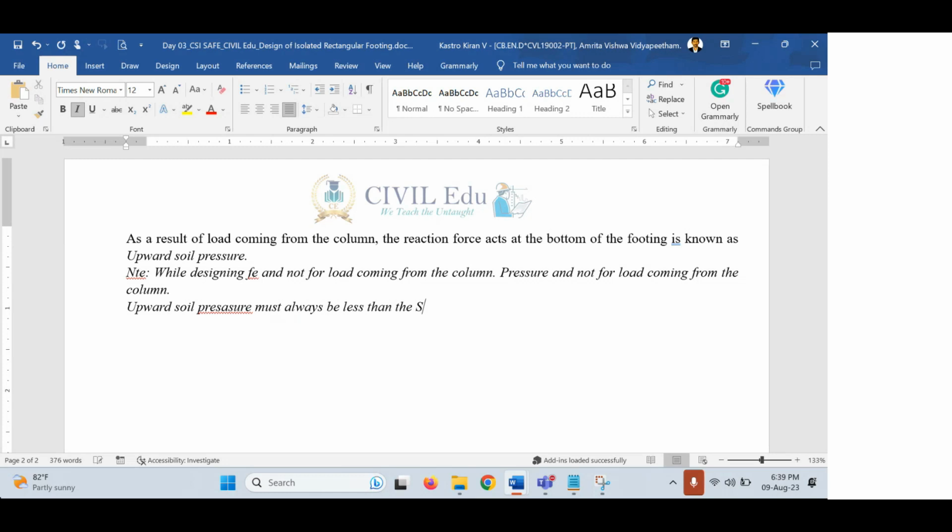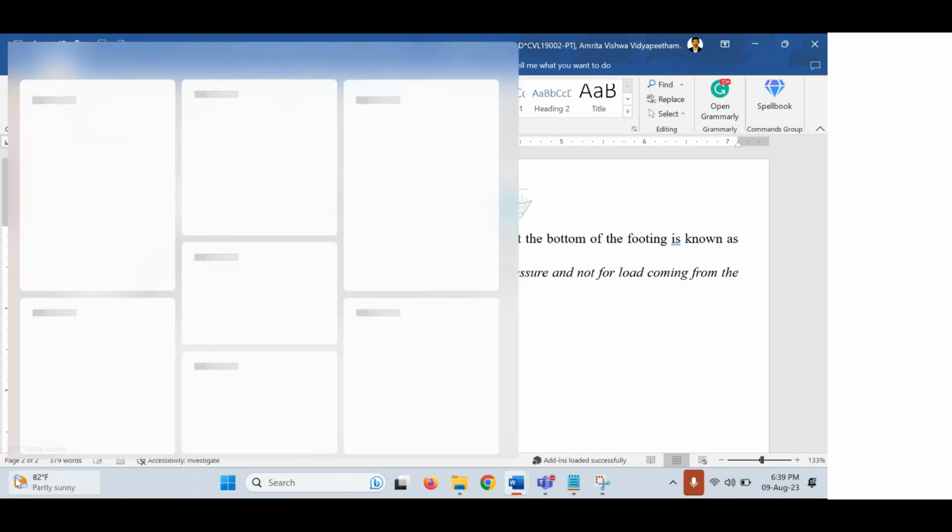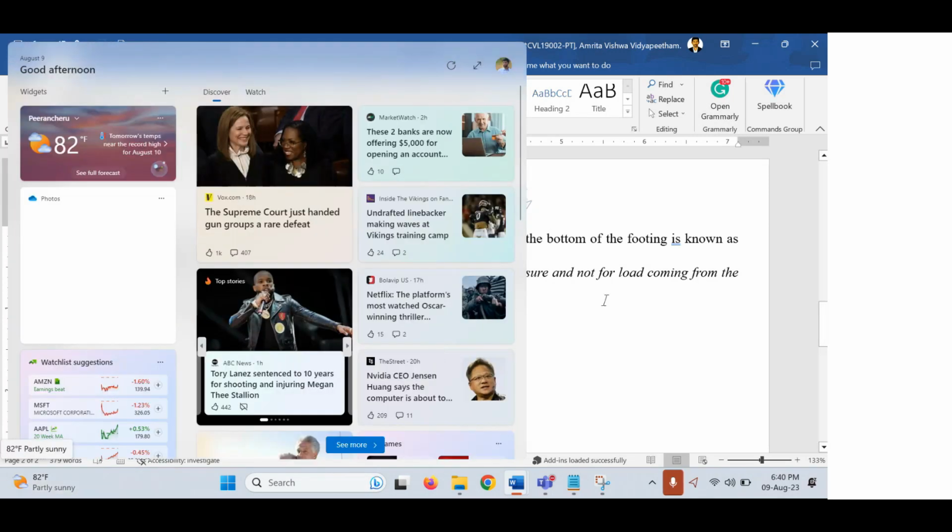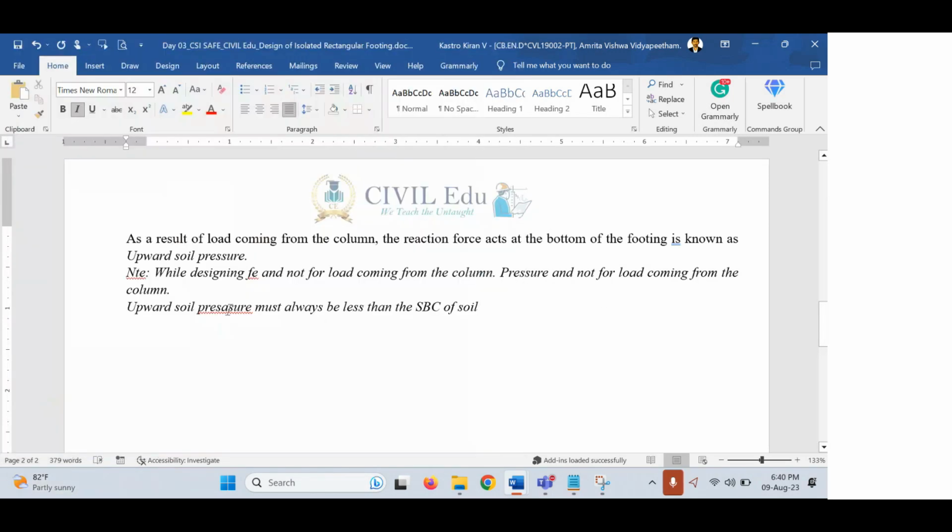Right. So now we have found out the length of the footing and the width of the footing. The next thing that is pending is the depth of the footing. So how to find out the depth of the footing?